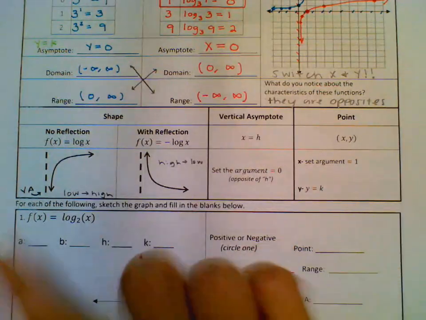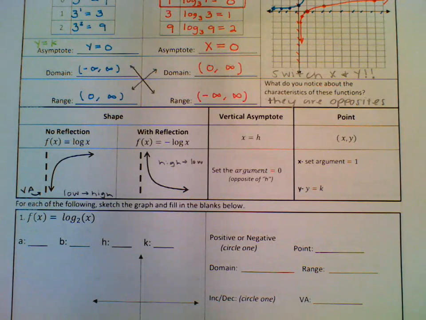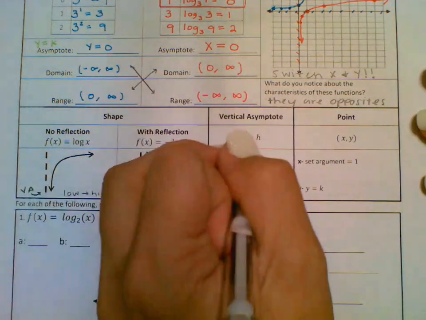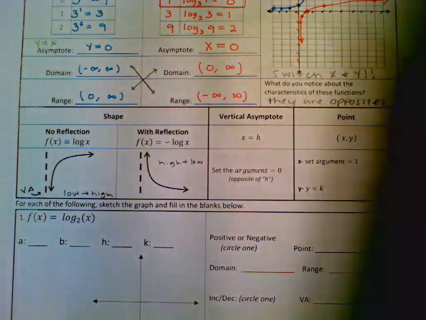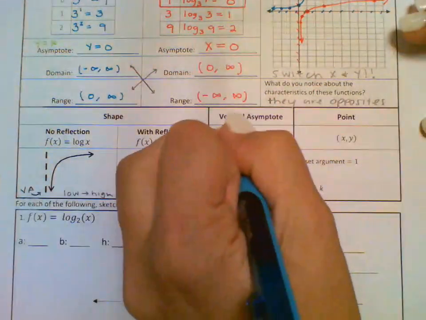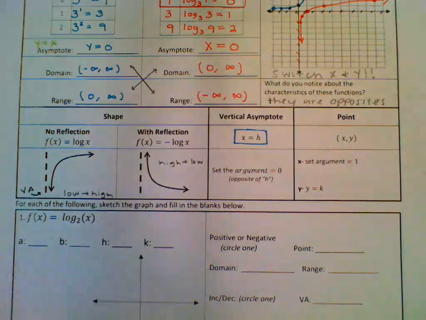And with a reflection, the vertical asymptote is still on the left side of the graph. Your vertical asymptote, x equals h, is our vertical asymptote. So that's coming from our h value. And it's x equals instead of y equals. So you're setting your argument equal to 0. Setting the argument equal to 0 is just going to be your h value.